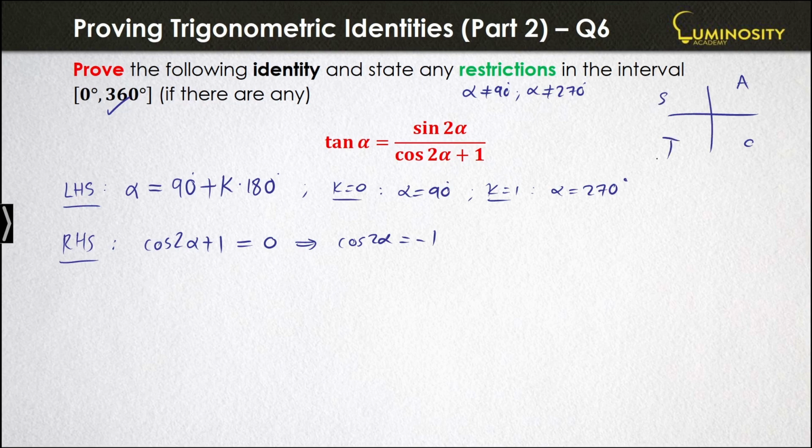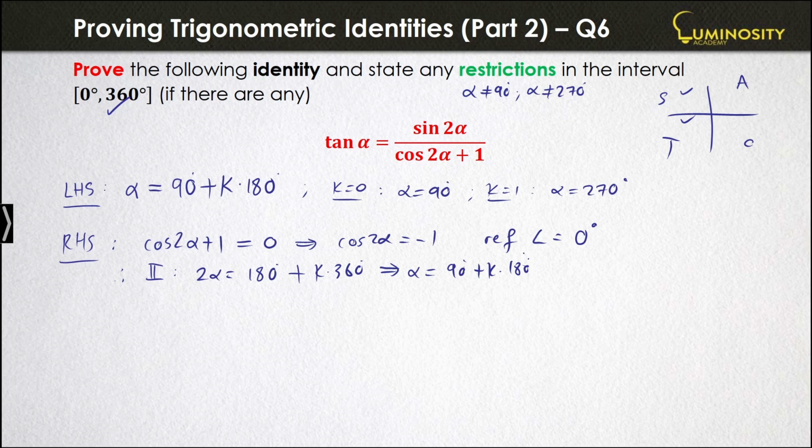Now, cos is negative in the second and third quadrants, and the reference angle is going to be cos inverse of +1, always the positive. So that is at 0 degrees. So therefore, in the second quadrant, you have the angle 2 alpha must be 180 degrees minus the reference. So 180 degrees minus 0 plus k times 360. And if you divide both sides by 2, you get alpha equals 90 degrees plus k times 180.